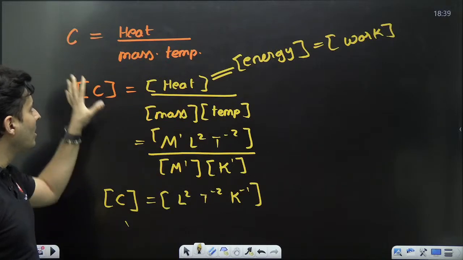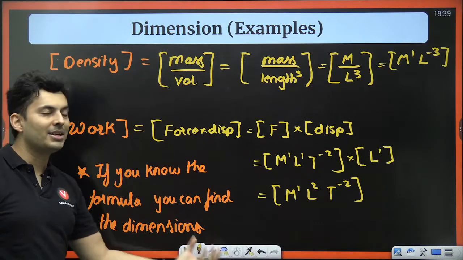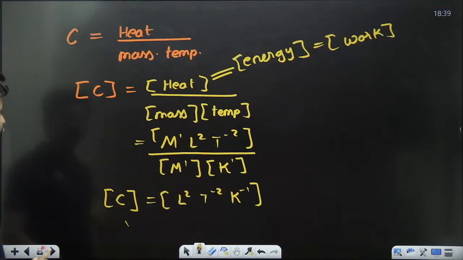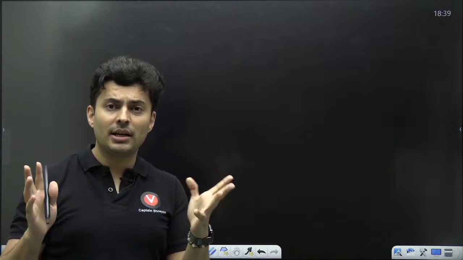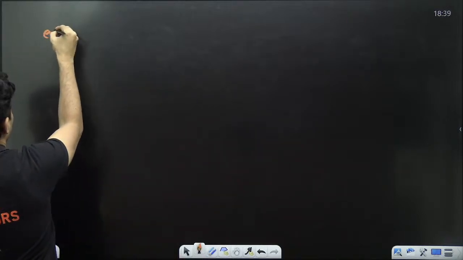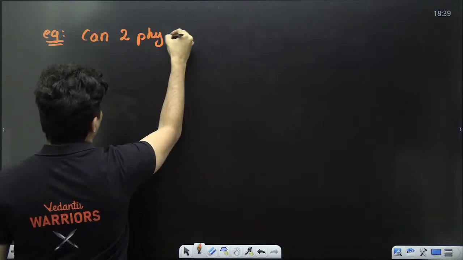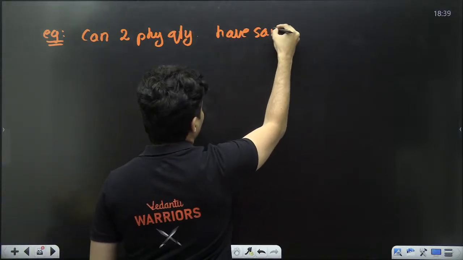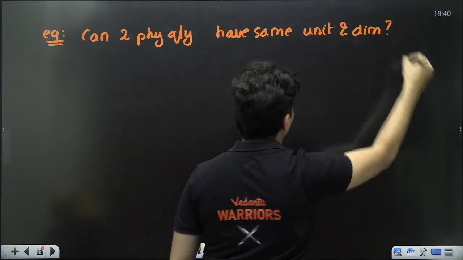Not just that, if you know the formula also, you can find the dimensional formula of any quantity. Okay, so that's what it is. Now, is it possible that there are two quantities with the same unit and same dimension? That's the question. Can two physical quantities have the same unit and dimensions?